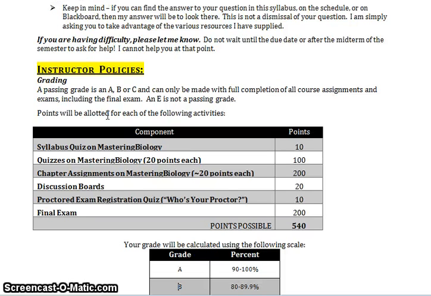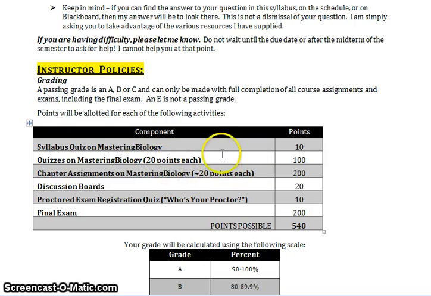Okay, let's go on to my policies. So here's the approximate breakdown of our points. You'll see the most points is your homework. If you do your homework, there is no reason you should not get at least a C in the class when you attempt everything. Your homework you should be able to get almost 100% on every time.